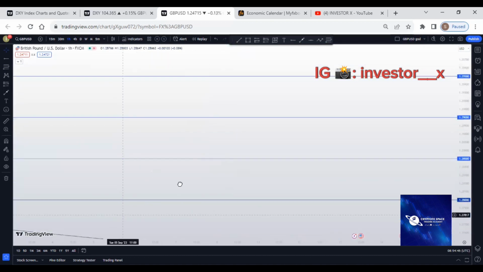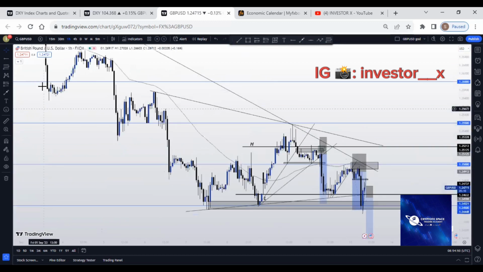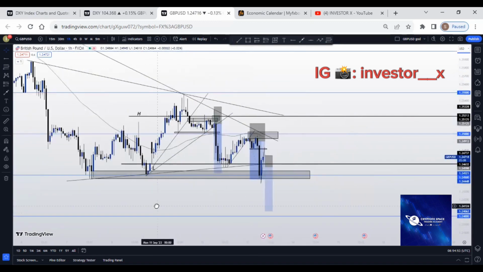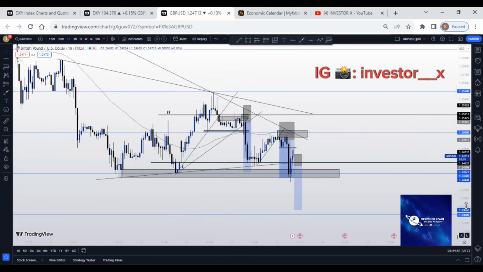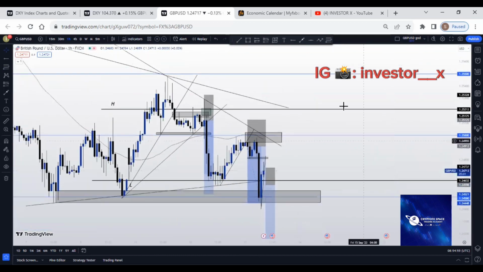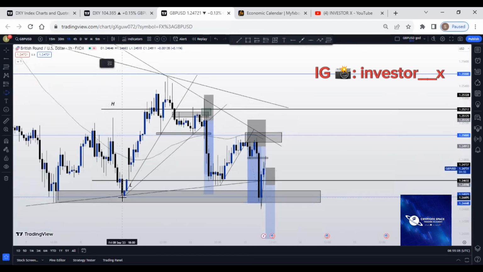So here you can see I have a lot of markups here on my chart, which is what happened just this week, and we were able to catch some entries in the market. So you can see on this first part here, we have our point A at this level here. We have our point B at this level here. And we have our point C at this level here.